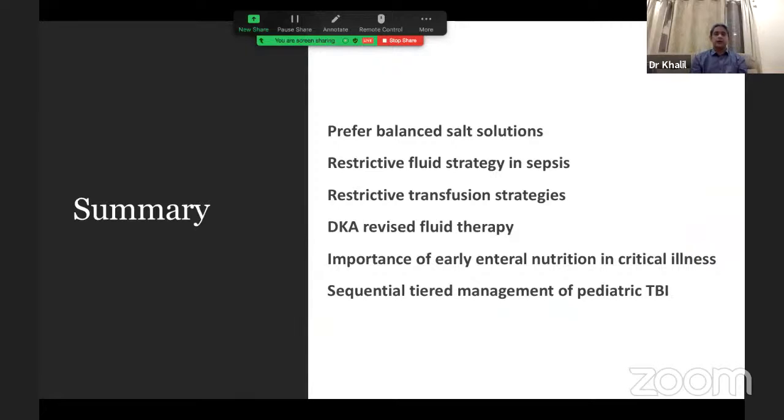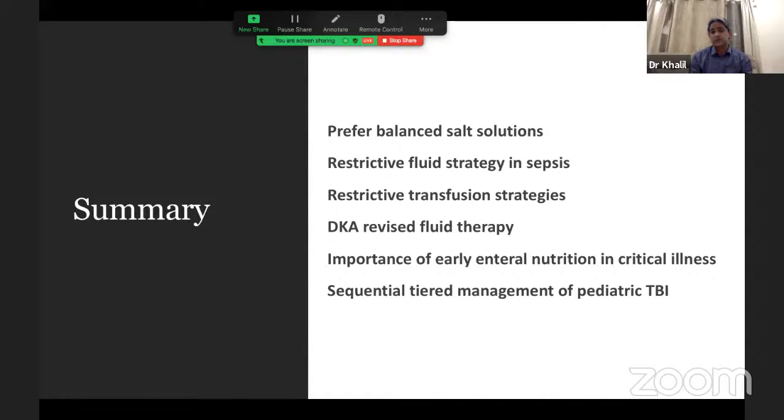Now, summarizing my presentation, prefer balanced salt solutions. We have seen the trend, and we may be using this in the future instead of your usual time tried and tested normal saline. Restrictive fluid strategy in sepsis. Again, it has been seen that in resource limited settings, it's not the shock which kills, but it's the overzealous fluid which is administered without proper monitoring.